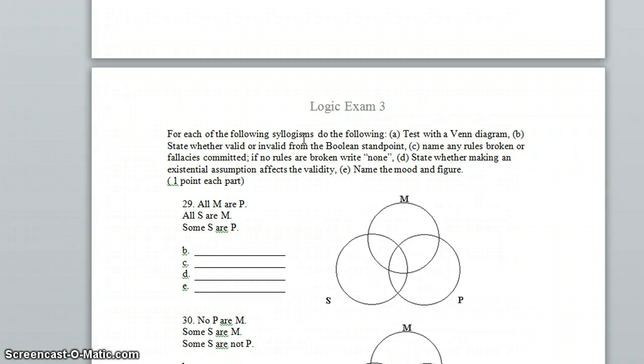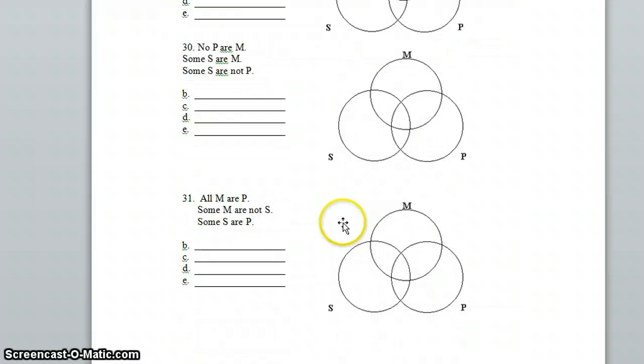D, state whether making an existential assumption affects the validity. That's only going to affect the validity if it's conditionally valid. So really the question for D is, is this conditionally valid? And then for E, name the mood and figure. And so let's continue down.